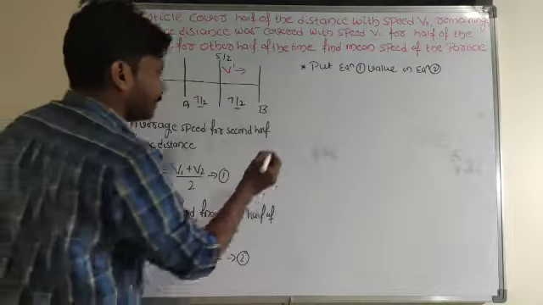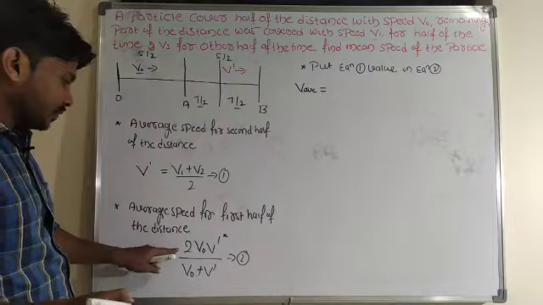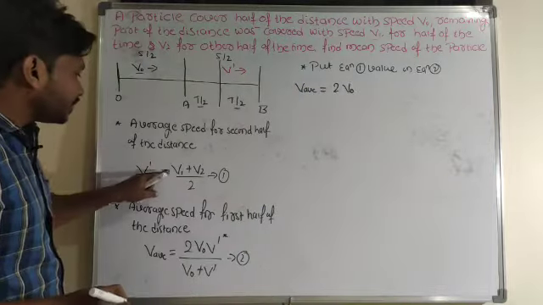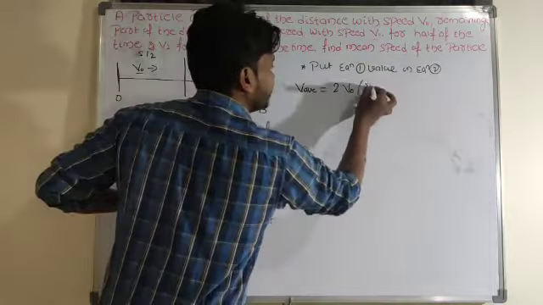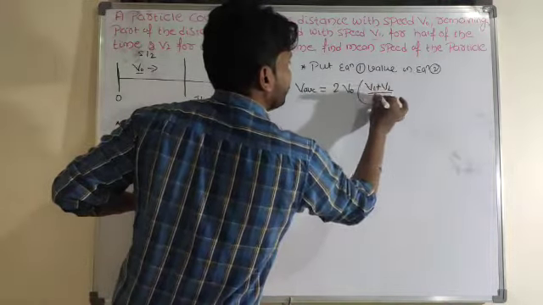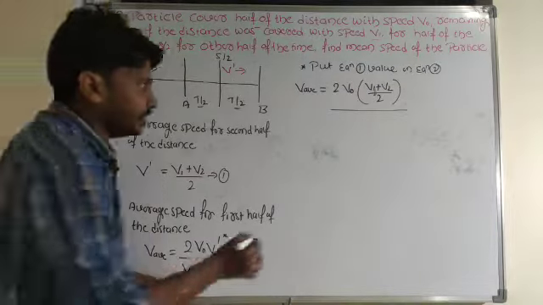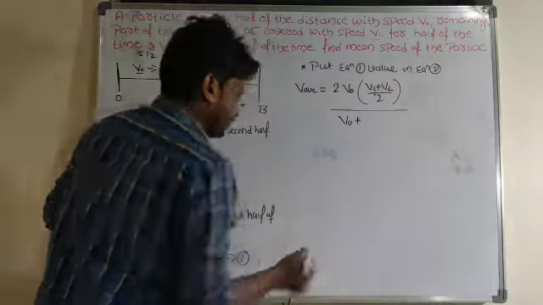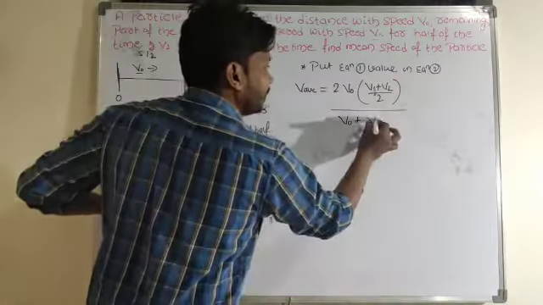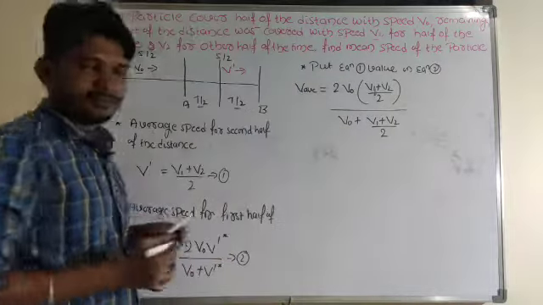So look at here, V average is equal to 2 times of V0. So V dash means what? V dash means V1 plus V2 divided by 2. Then the denominator is V0 plus, wherever V dash is there, V1 plus V2 by 2.